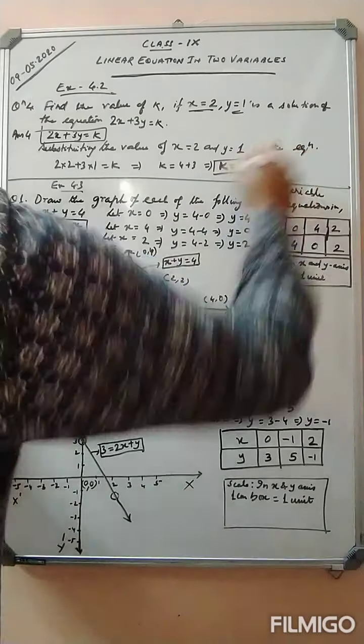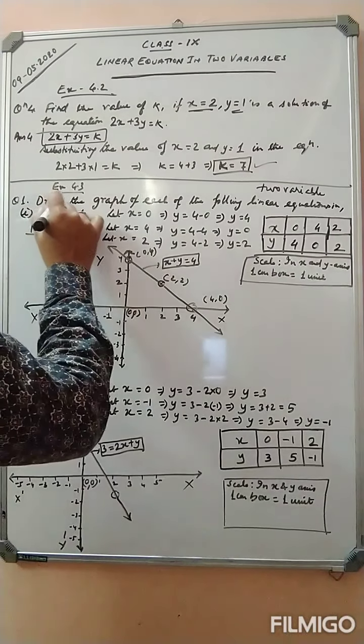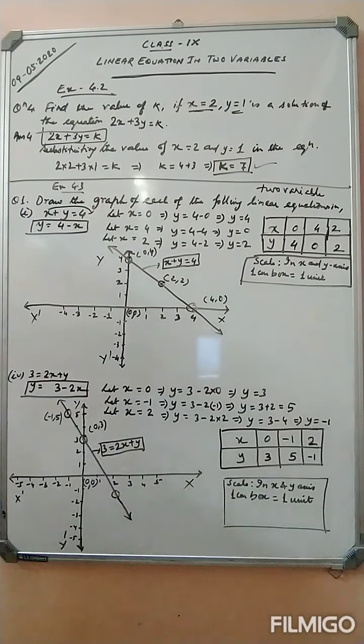Okay. Now let us move to exercise 4.3. This exercise is totally based on the graphical representation of linear equations in two variables. Fine. So let us start this exercise. The first question, part 1, x plus y equal to 4. So y equal to 4 minus x. The x goes to this side, so it becomes 4 minus x.